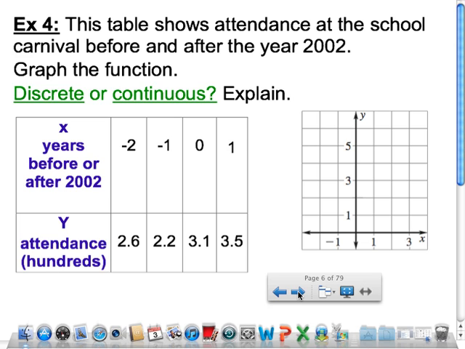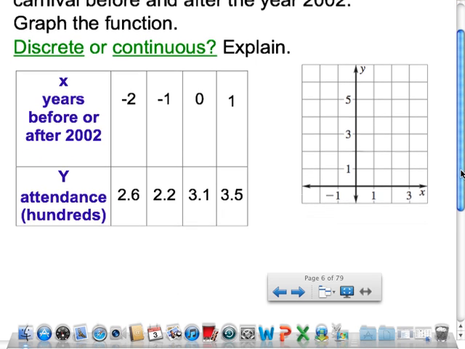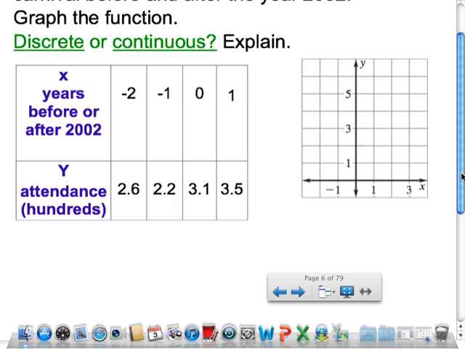Okay, this table shows attendance at a school carnival before and after the year 2002. Graph the function, discrete or continuous. Explain. So when I plot these points, it says negative 2 comma 2.6, so negative 2, 2.6, roughly right there. Negative 1 and 2.2, 0 and 3.1, and then 1 and 3.5.